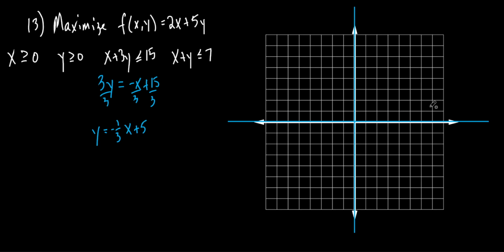So let's graph that. 1, 2, 3, 4, 5. The slope is negative 1/3, so I'm going to go down 1 and to the right 3. Did I go 3? 1, 2, 3. There we go. Down 1 to the right 3. 1, 2, 3. All right, and then I'm going to graph that.